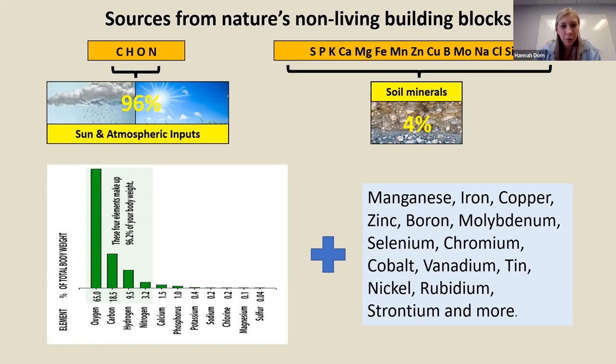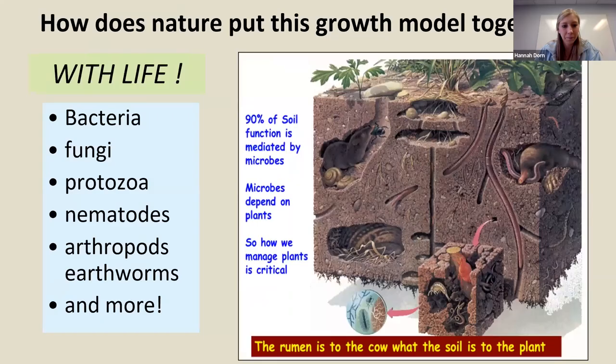So how does nature put this model together? Hannah, it puts together with life in the form of bacteria, fungi, nematodes, protozoa, arthropods, earthworms, and many more that make up the soil food web. Each one of these performs extremely important functions in nature's model to maintain all the soil functions that are referred to as the soil food web functional groups. In other words, each one has a specific function within the soil food web.